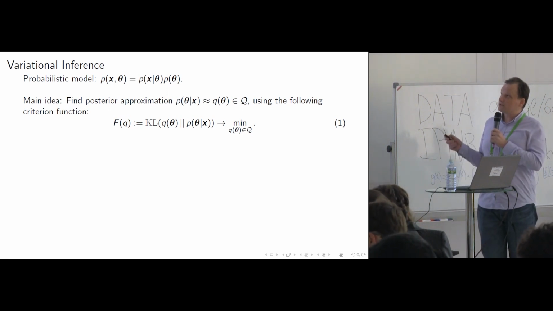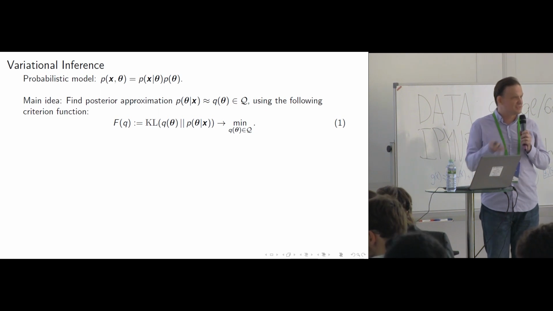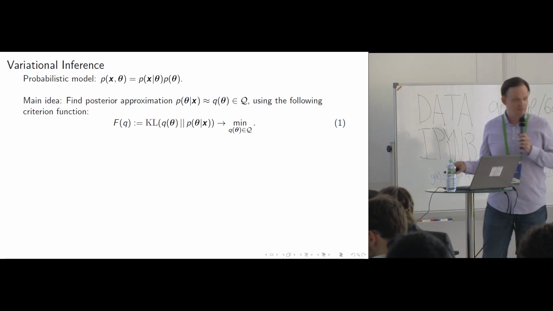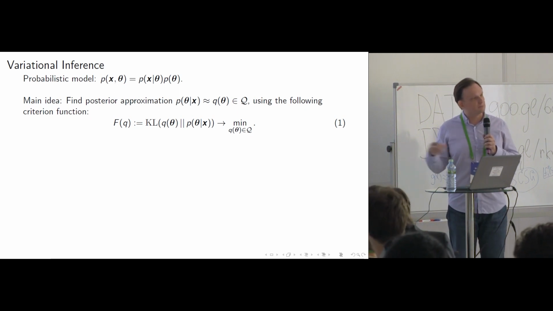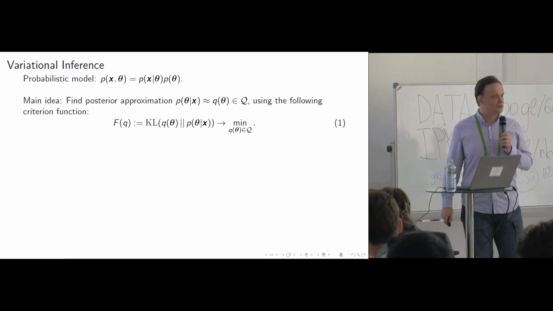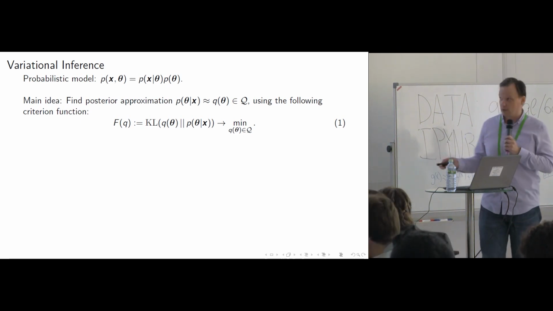For now, it's not easy to see how we can actually solve this problem, because in this criterion function we have as one of the components the posterior distribution, the thing that we actually can't calculate. So what we do now is some equivalent transformation in order to turn this criterion function into something that we are actually able to calculate.